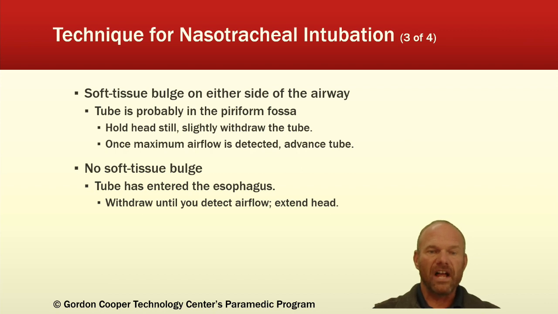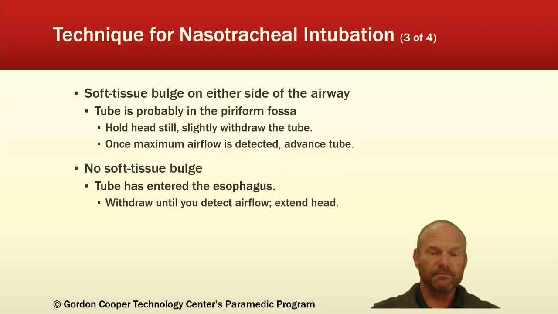Now, identifying and correcting some misplacements here. So soft tissue bulge. If a soft tissue bulge appears on either side of the airway during insertion, the tube may have entered the piriform fossa, which is a structure near the airway. So hold their head steady, slightly withdraw the tube, detect the maximum airflow, then advance the tube on inhalation to ensure proper tracheal placement.